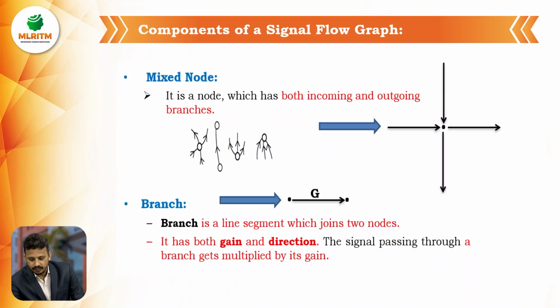The components of a signal flow graph, mixed node. It is a node which has both incoming as well as outgoing branches like this. Different incoming branches will be there and different outgoing branches will be there. These kinds of nodes are called mixed nodes. Next, a branch is defined as a line segment which joins two nodes. It has both gain and direction. The signal that passes through a branch gets multiplied by its gain.